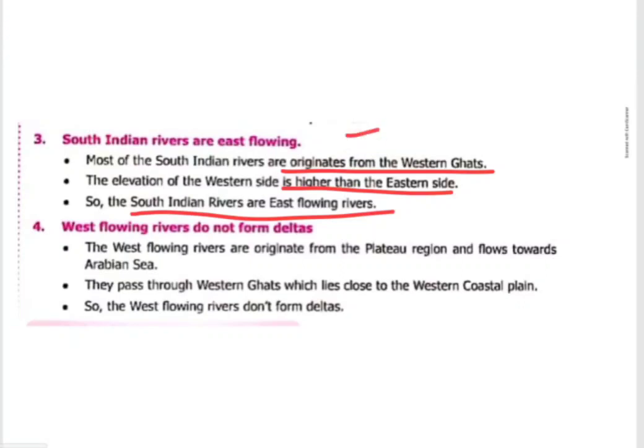So that's the reason. The next one: west flowing rivers do not form a delta. So, west flowing rivers, what are they?